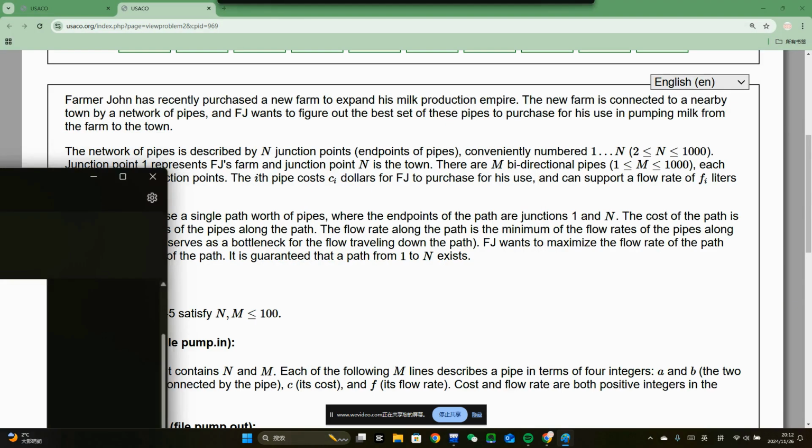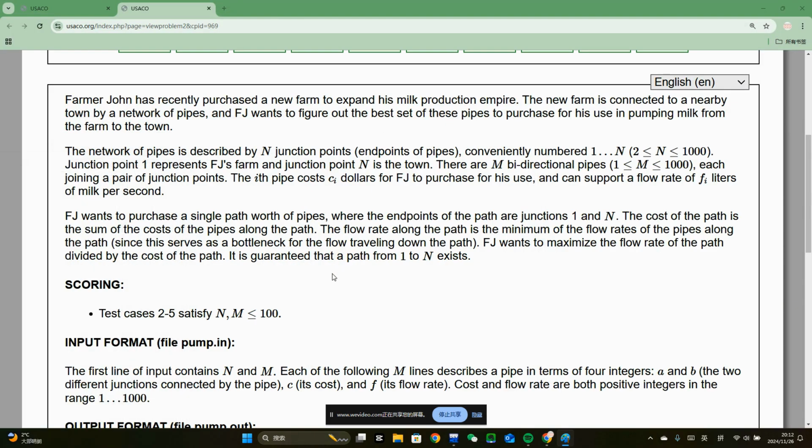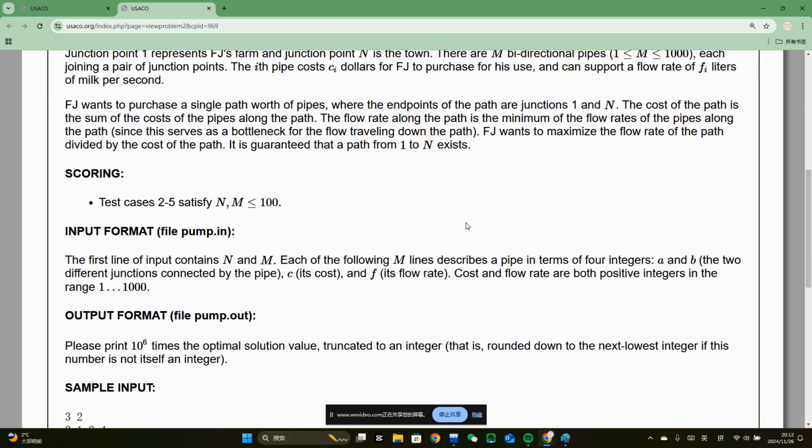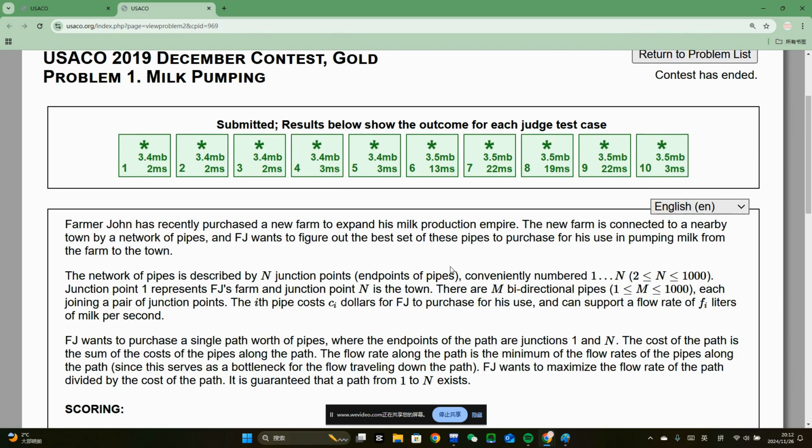So what can we do now? Since we obviously can't just directly find the best value for this, what if we just get rid of one of these variables? What if we just enumerate the flow rate or the cost of the path? And we quickly find that enumerating the flow rate is way easier than enumerating the cost, as if we enumerate the minimum flow rate, we can just get rid of all the pipes with a flow rate less than the minimum that we just enumerated. And then we can just run a shortest path algorithm on it, right? So now this problem becomes super easy.